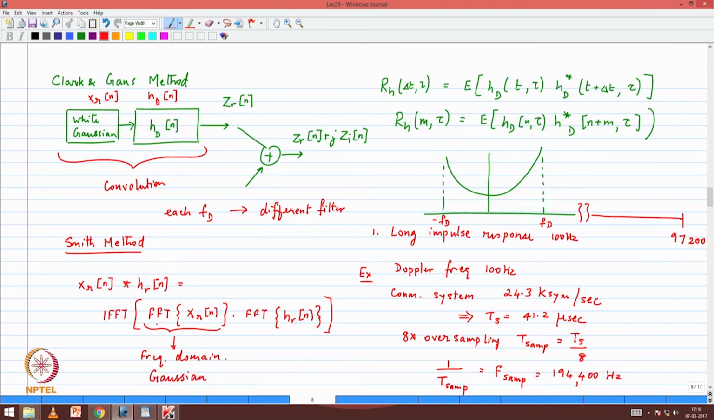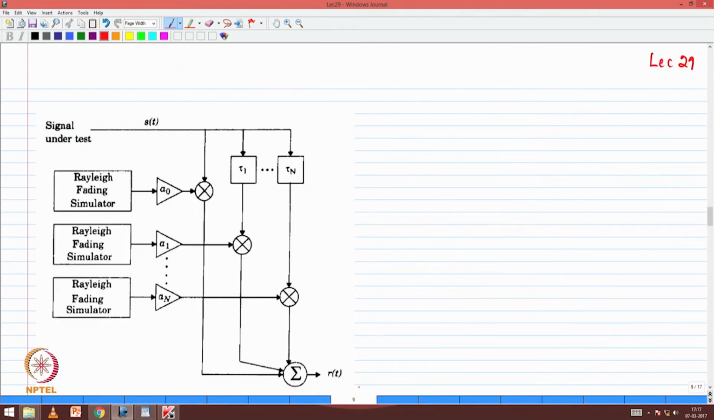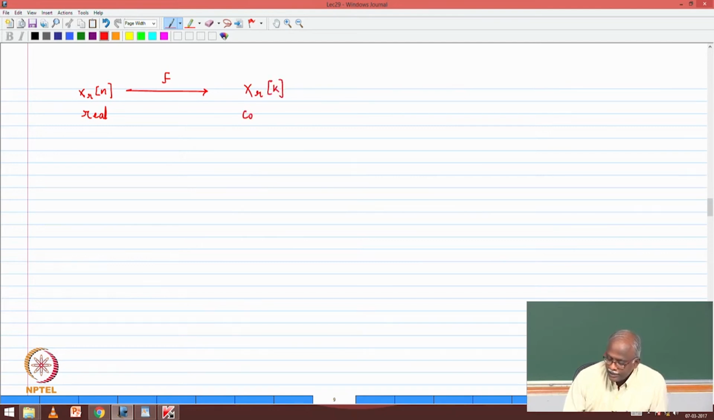However, we need to keep track of one important element. Because XR of n is real, the Fourier transform is going to be conjugate symmetric. XR of k basically will have conjugate symmetry. Okay. So now instead of doing XR of n and then taking the Fourier transform, we are going to generate Gaussian random variables already in the frequency domain, and the way we would do that is as follows.